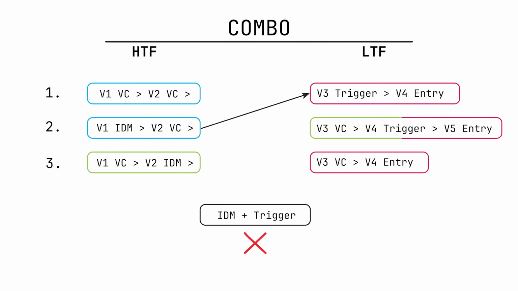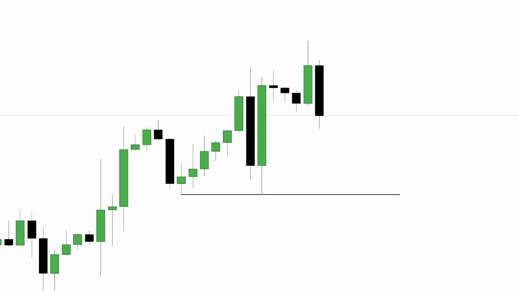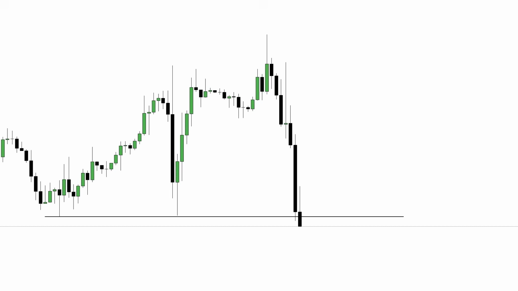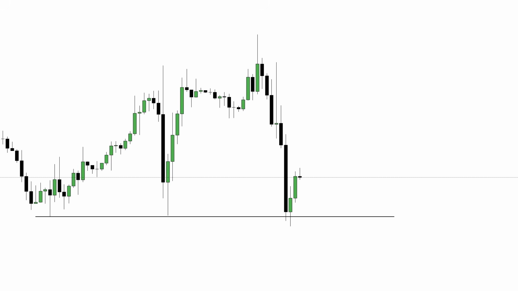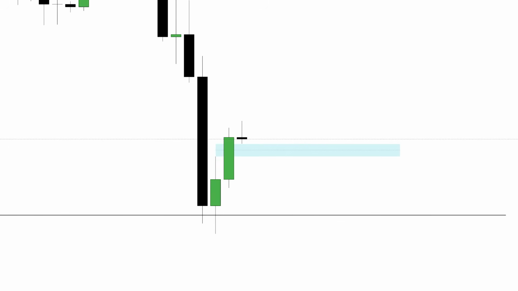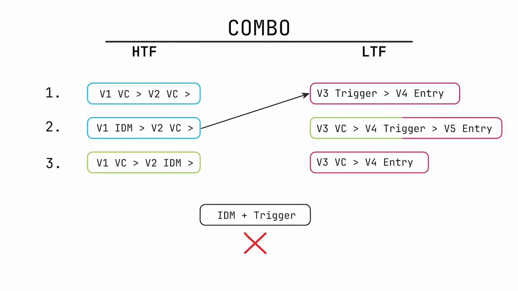Second example, HTF2 LTF1. Again, the first thing we need to receive is V1 inducement greater than V2 volume confirmation. On the 4-hour chart, we have equal lows, which can be considered variable 1. Now we switch to the 1-hour chart and see that the price makes a liquidity raid on these fractals and then confirms the volume by forming a fair value gap. All conditions on the HTF stage are met. Now, the LTF stage remains. V3 trigger greater than V4 entry.